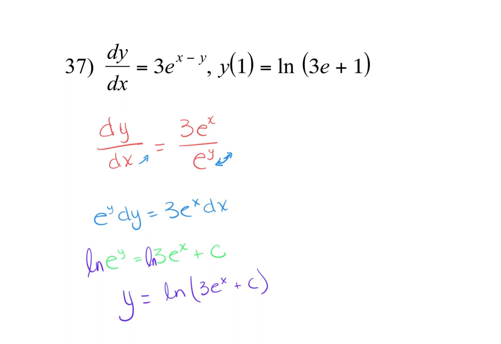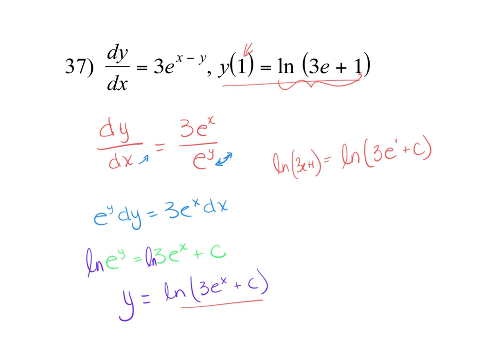All right, and so this initial condition says if I plug in a 1, it should equal this. So if I plug in a 1 here, that means the natural log of 3e to the 1 plus c equals the natural log of 3e plus 1, right? So that means my c has to equal 1. Even if I were to solve these for c, right? And all I did, by the way, I plugged in this 1 for my x, and this is what my y equaled. That's all it told me.